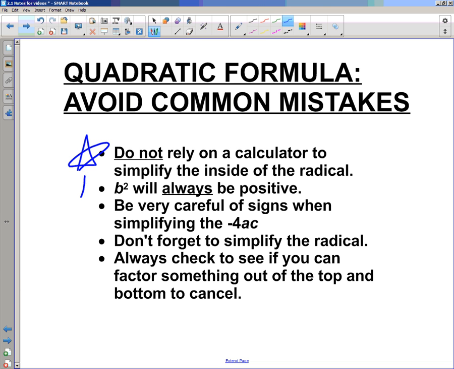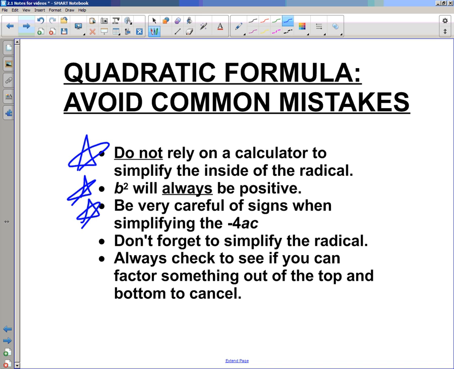Second hint here. When you do that b squared inside the radical, it's always going to be positive. If you think about it, squaring something, you're multiplying something by itself. If you multiply a positive number by itself, it turns out positive. If you multiply a negative number by itself, it turns out positive as well. So it's always going to be positive. Watch your signs. This comes up a lot.